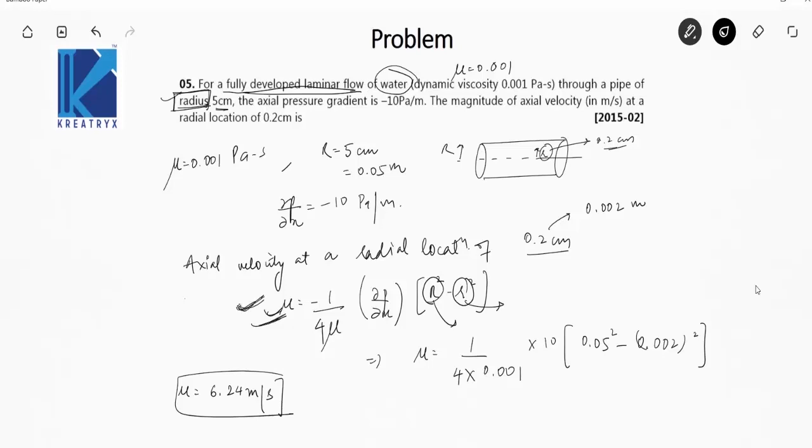Many questions have been asked in the past on this relation, that the boundary layer thickness is directly proportional to x raised to power 1 by 2, where x is the distance from the leading edge. This relation is also very important. Many questions have been asked on this relation also. This relation was used in the first question of the video. This is also important. So next question.